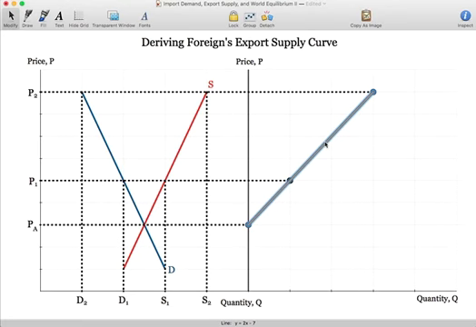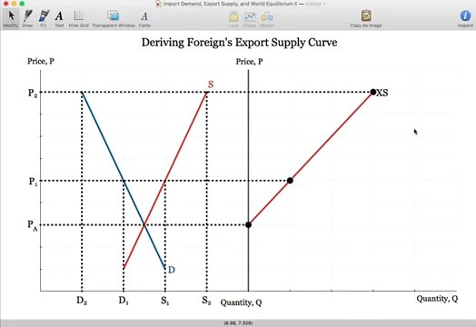And I believe your textbook has this as a red color. So let me pull that up to make it consistent with your textbook. There we go. And let me label that XS for export supply. Let me change the font there, make it consistent again. So that is our export supply.